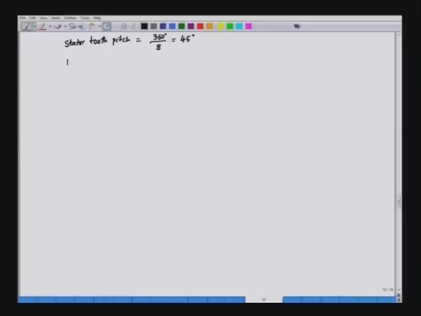The tooth is 45 into 0.4, which is equal to 18 degrees. And this is also the same as the pole. So, the rotor pole will occupy an angle of 18 degrees. It means this is the rotor pole and if we linearly develop this, this angle is 18 degrees. And the stator tooth pitch is here 45 degrees, which includes the tooth and the slot. So, the tooth is 18 and tooth plus slot is 45 degrees.